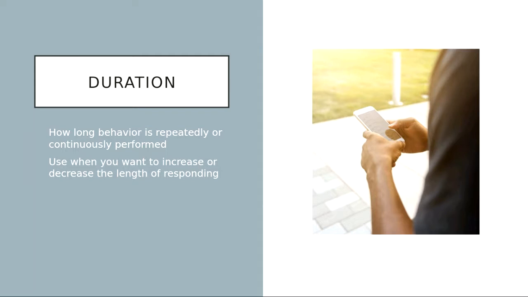So think back to our example for rate of response. That example with Instagram was, I want to decrease the number of times a day I check Instagram, as opposed to duration, which is, I want to decrease the amount of time I spend on Instagram. So you're not concerned with how many times a day you go on Instagram. It's just how much time overall in a day do I spend on Instagram.